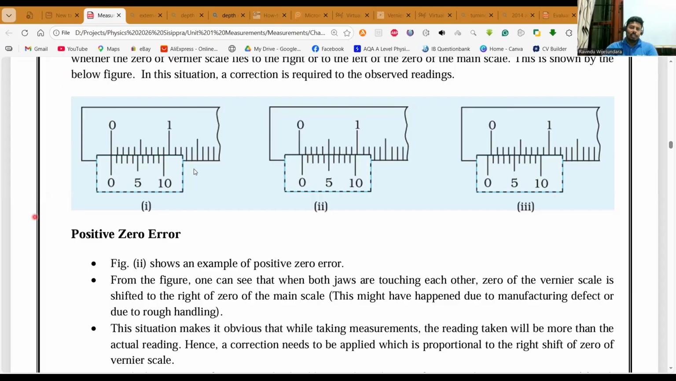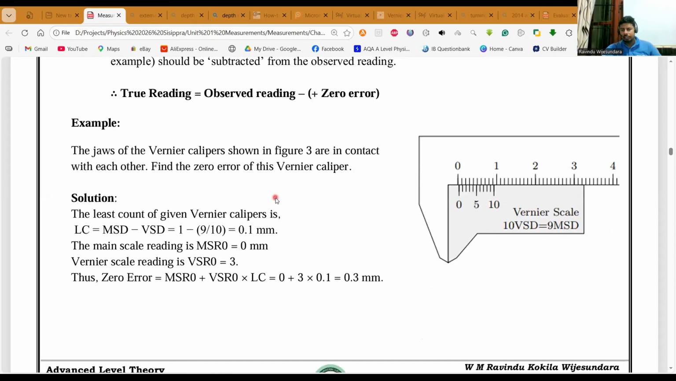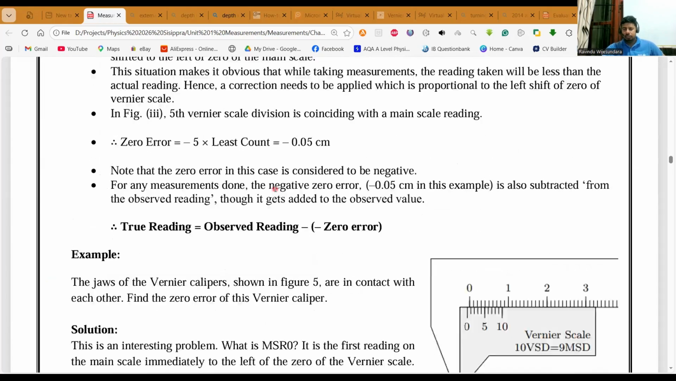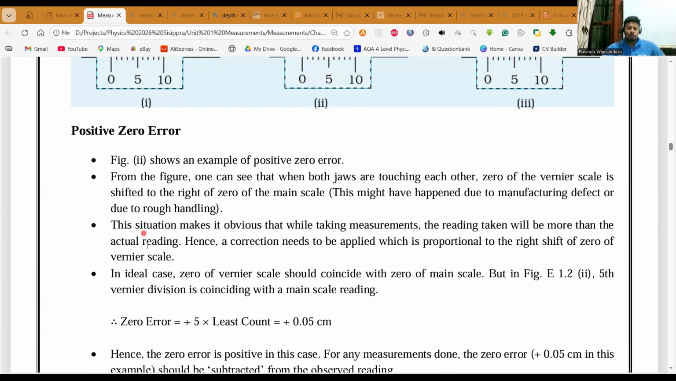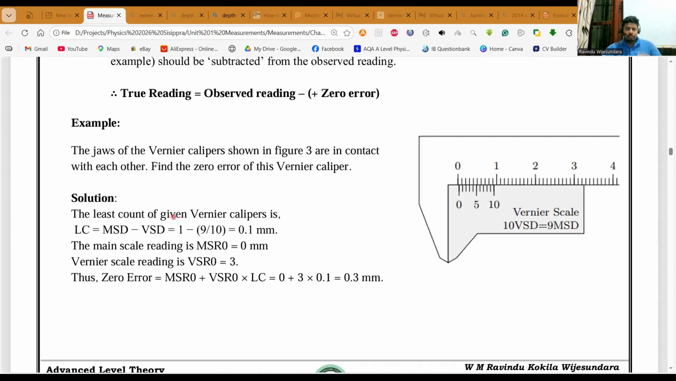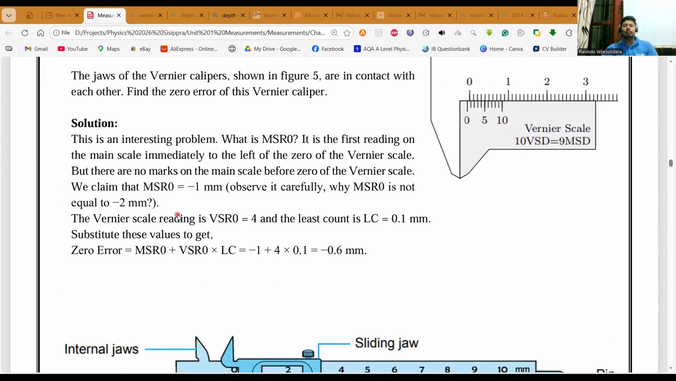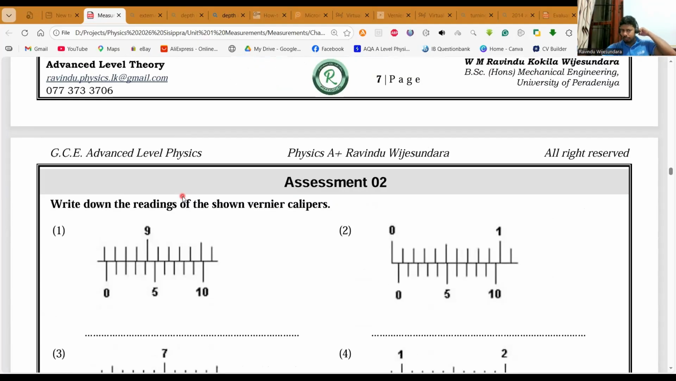Now, how to read that zero error value? We will now discuss how to actually read the vernier caliper. Before going to these error calculations and how to remove the error, we will first see how to read the vernier caliper. That is the first thing.